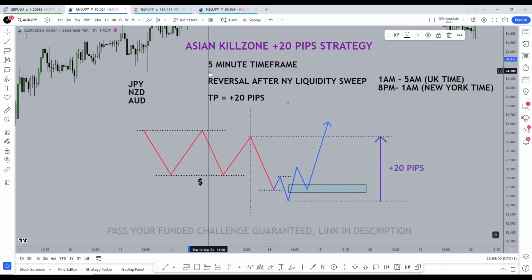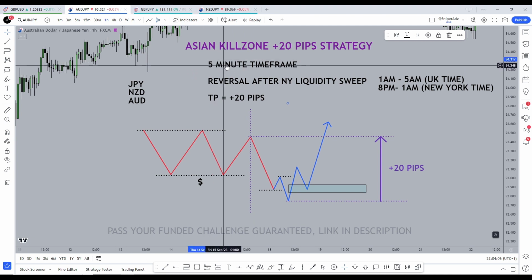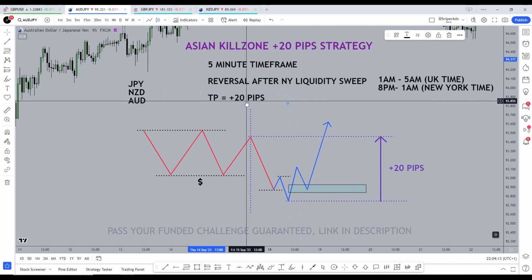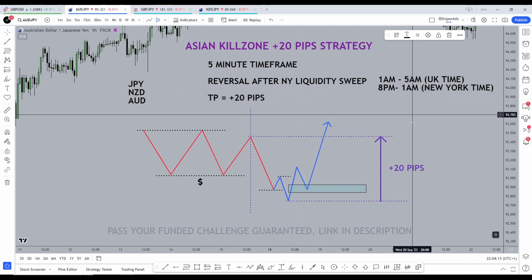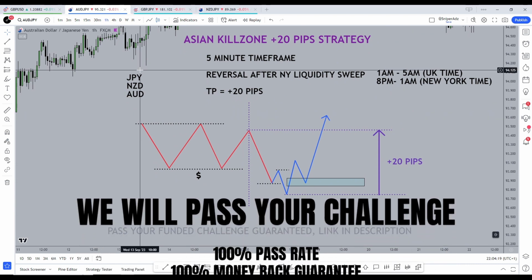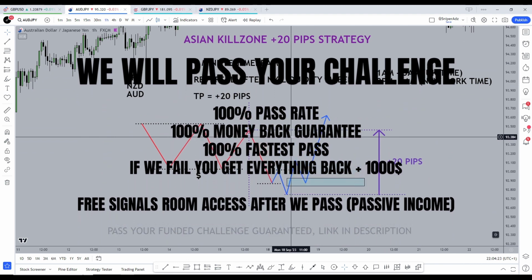So we're going to be primarily stationed on the 5-minute time frame, okay? So the 5-minute, not the 15, not the 1 minute, not the 1 hour, the 5-minute. We're going to be looking for a reversal after the New York liquidity has been swept, right? And TP is going to be a guaranteed solid 20 pips. The win rate on this strategy is very, very nice. Like I said, it's a mechanical rule-based system. If you follow these rules that I've just laid out for you guys right here and look at this model right here and understand it, you will see results in no time.